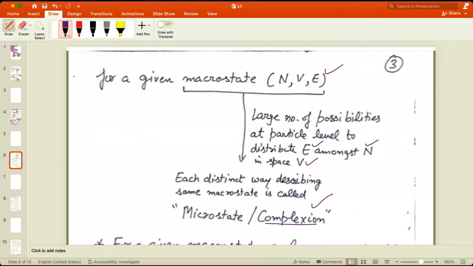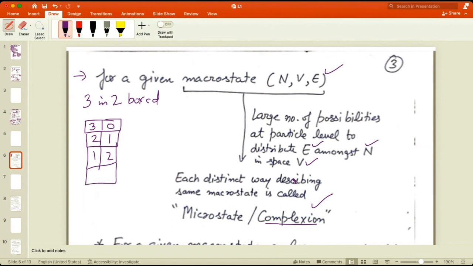You might remember this example, which you have done in your BSc also, distributing particles. For example, you have three particles in two boxes. Just to recall, what are the possible ways I can distribute these particles? You can put three particles in one box and leave the other empty. Or you can put two particles here, one there. Or one particle here, two particles there. You can't do half and half, so that's not possible.